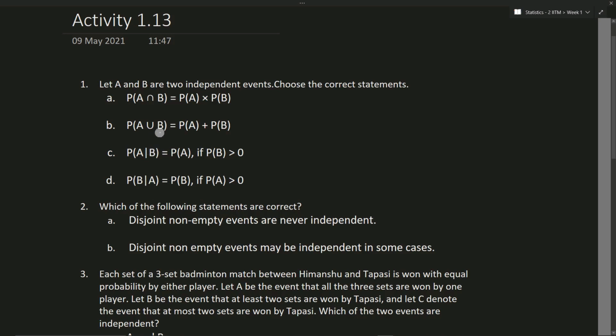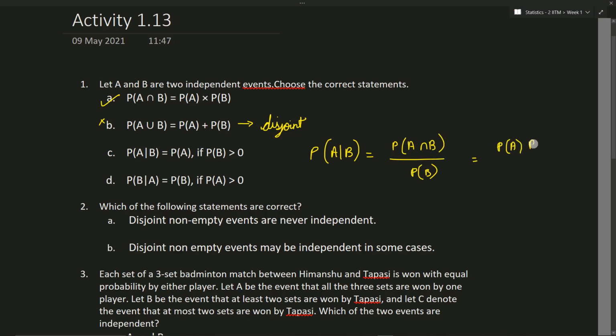Okay, first one is right. What about the second one? This is for disjoint sets, not for independent sets, so this is wrong. We can also write this as P of A given B is nothing but P of A intersection B divided by P of B. P of A intersection B is P of A into P of B, whole divided by P of B. P of B is cancelled, so P of A is remaining. This is also right. So the inverse, if we change A and B, is also right.